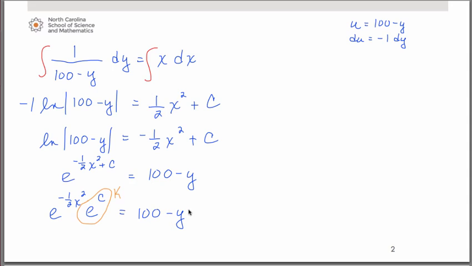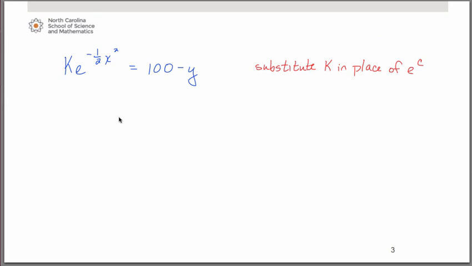If we therefore rewrite what we have, substituting k in place of e to the c, we now have k times e raised to the negative 1/2 x squared equals 100 minus y. It's now easy to rearrange this equation so as to get y by itself, and in the end, for the general equation, we have y equals 100 minus k times e to the negative 1/2 x squared.